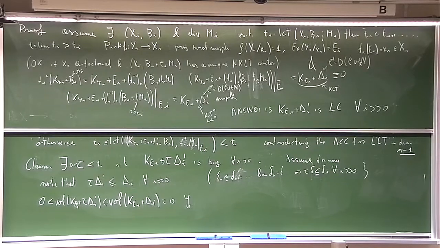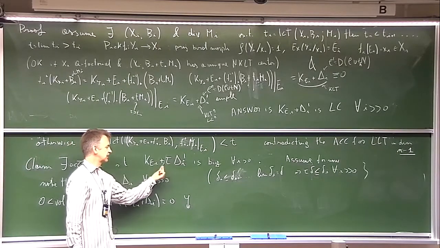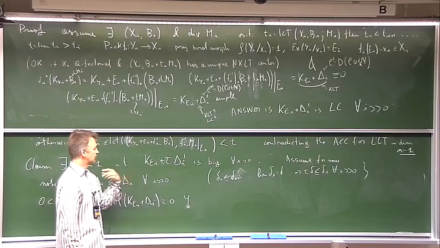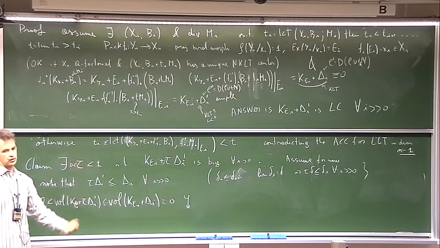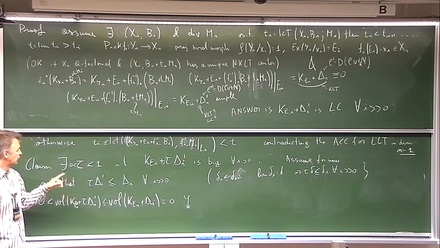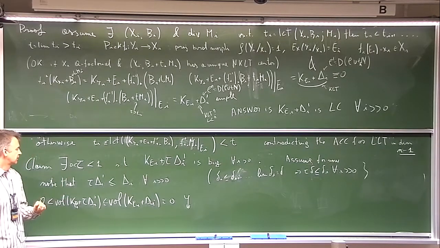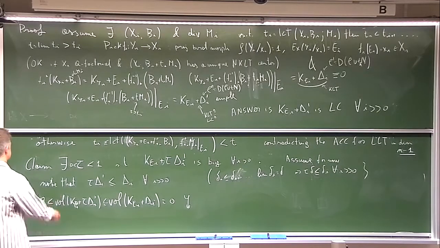So there's this somewhat surprising fact that you're allowed to perturb your boundary and it still stays big. So in other words, the pseudo-effective threshold cannot approach 1 from below. There's some ACC property for the pseudo-effective threshold. So I want to now finally give you an idea for the proof of the claim.